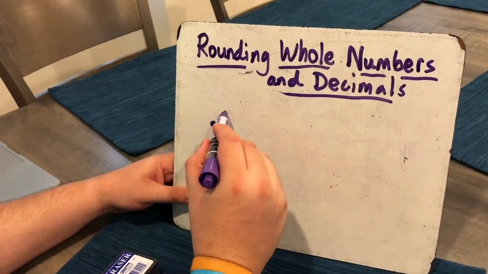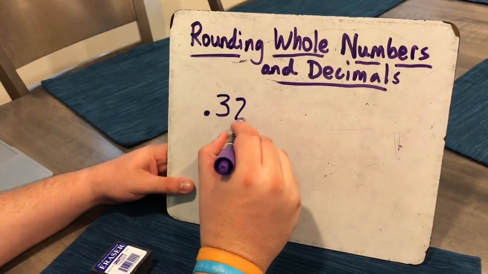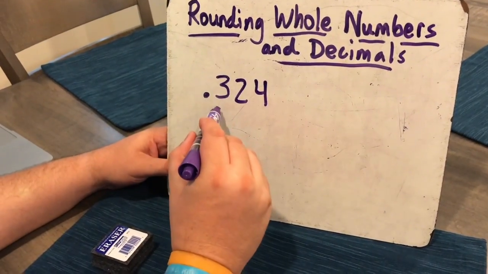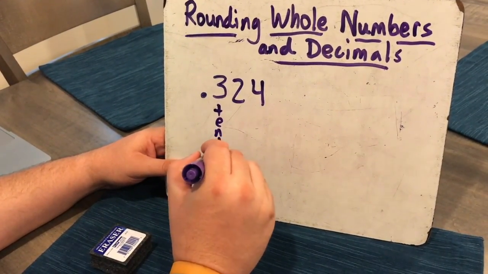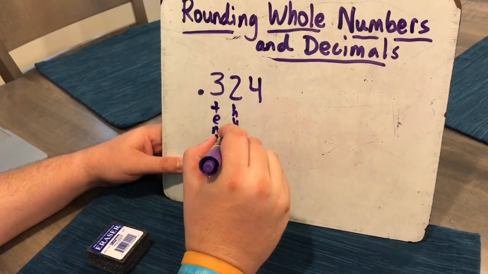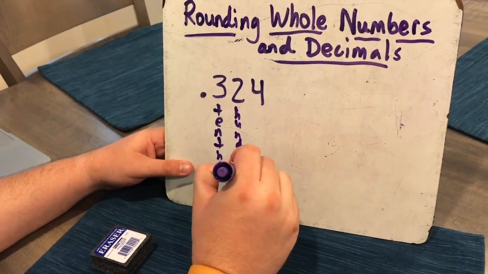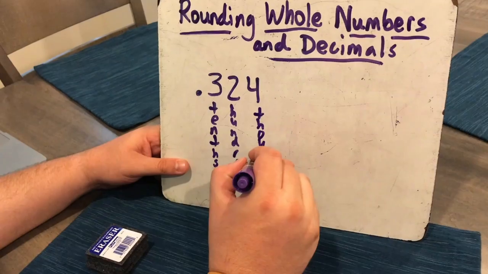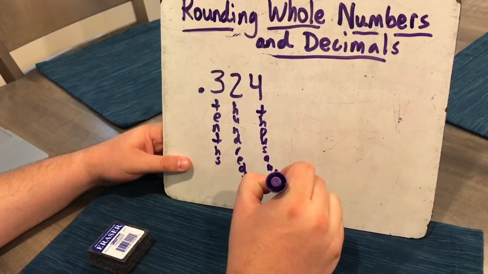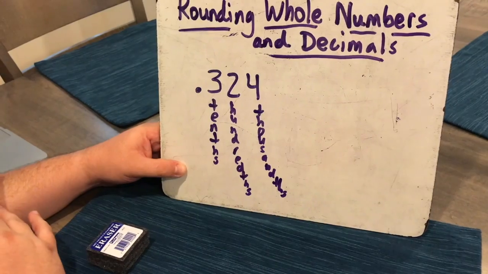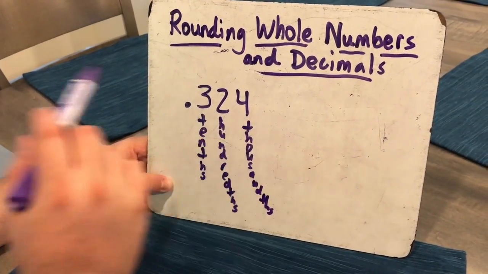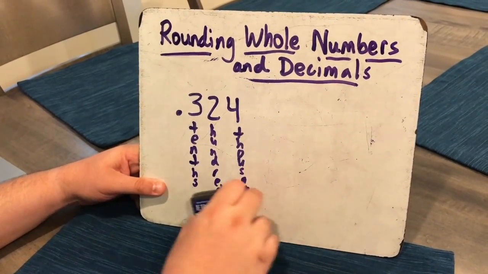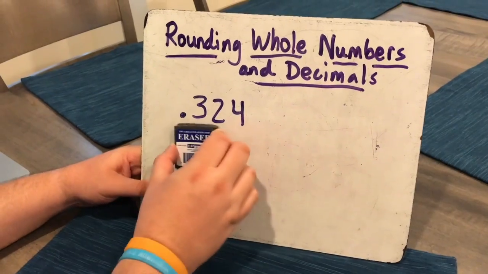So in decimals, if I have this decimal right here, 324 thousandths, this is in the tenths place. This is in the hundredths place. And this is in the thousandths place. Okay? There is no ones place in decimals. We have the tenths, we have the hundredths, we have the thousandths. That's all you really need to know for 4th grade. So just remember those place values. Okay, so let me get rid of this, I have a little more room.